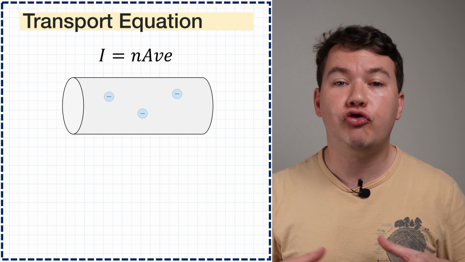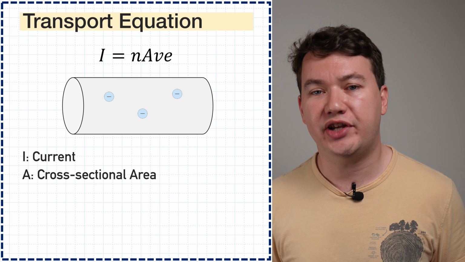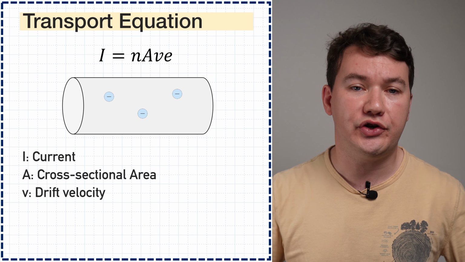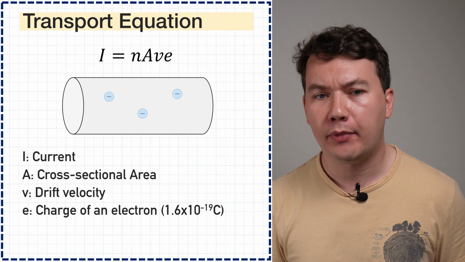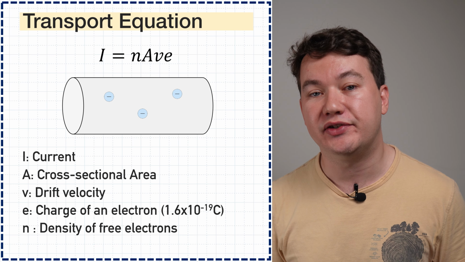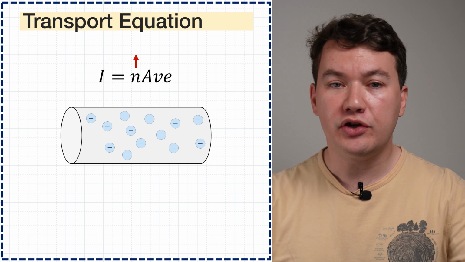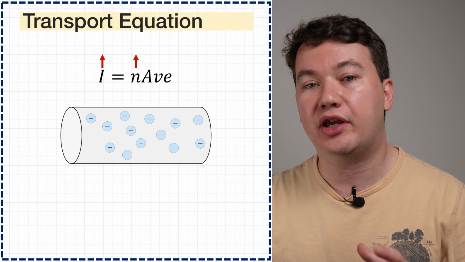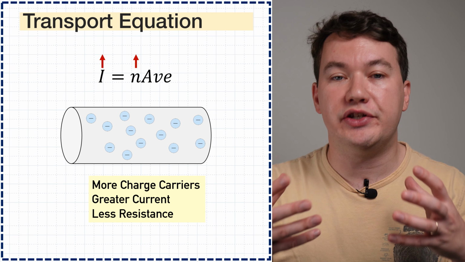There are a couple of ways to think about this, which I hope will be helpful to your understanding. You might recall, for example, the transport equation. I is the current, A is the cross-sectional area, v is the drift velocity of the electrons, and e is the charge of an individual electron. But the important part for now is n, the number of free charge carriers. The current is proportional to the number of free charge carriers. So if we increase this, we also increase the current. Conversely, as the current has increased, the resistance falls.